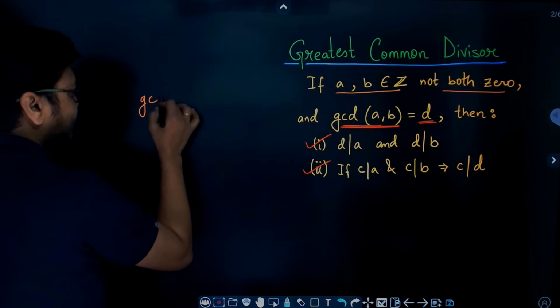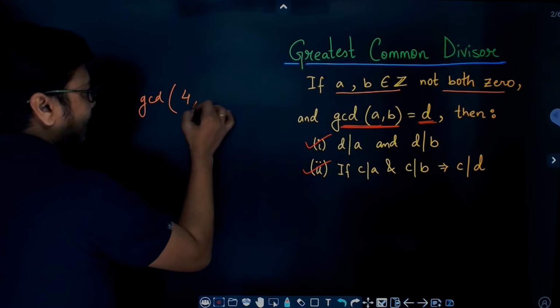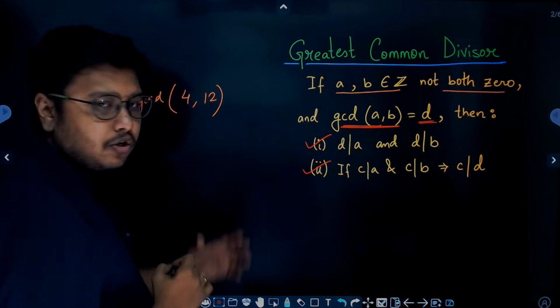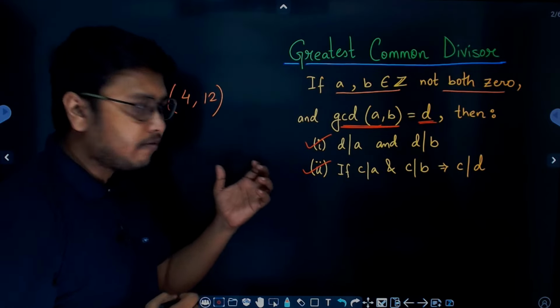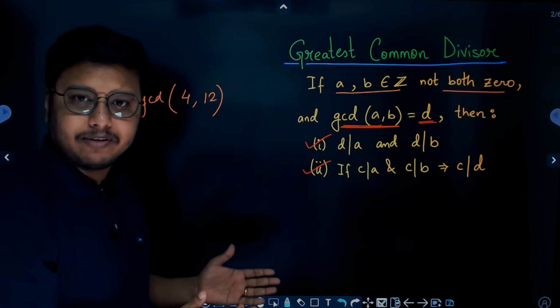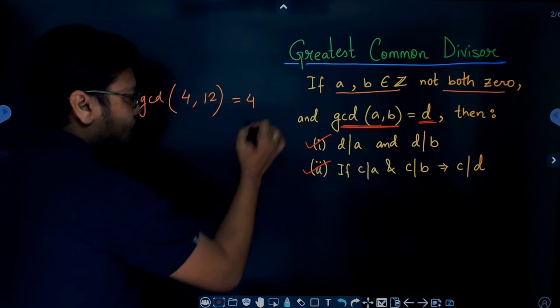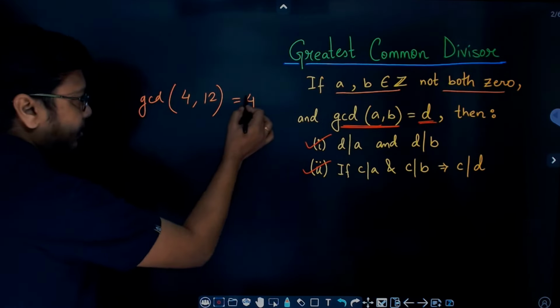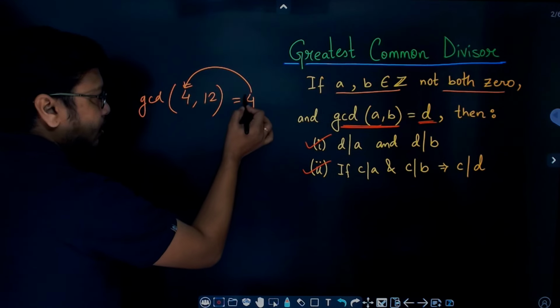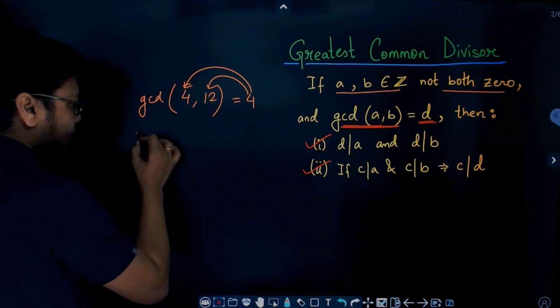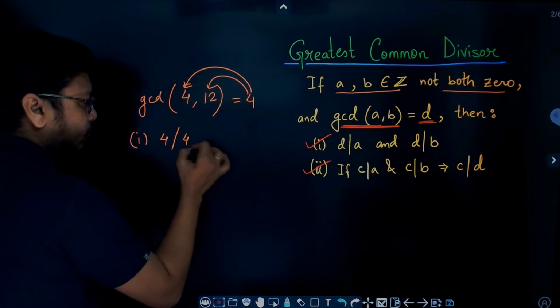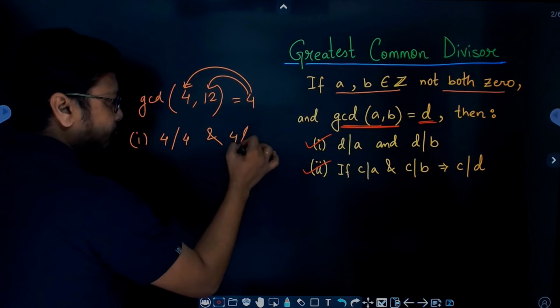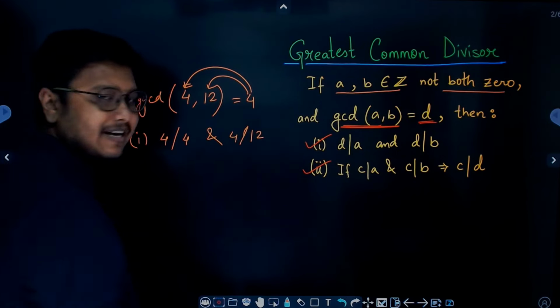Let's say I am taking the GCD of 4 and 12. The greatest common factor of 4 and 12 is definitely 4. So the answer is 4. Now you can see the first property is satisfied by default, because 4 divides 4 and 4 divides 12. So the first property is satisfied.